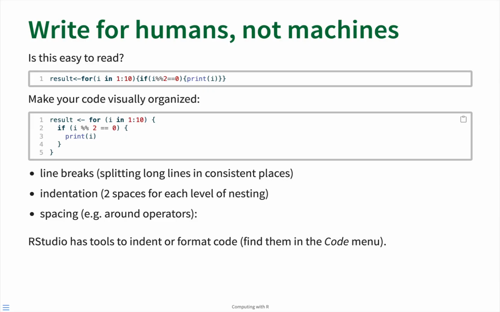So it's a good idea to try to do this manually as much as possible, but RStudio also comes with tools that will fix code formatting for you to meet some of these criteria. If you look up in the code menu at the top of RStudio, you can find some of these tools that will do some of the formatting of a code chunk for you.